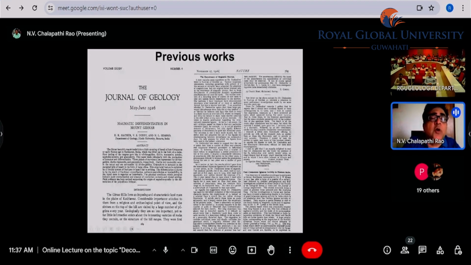So if you want to read information on the alkaline rocks associated with the Deccan traps, one of the foremost works was published in 1926 by a professor who was the founder of Banaras University Geology Department, K.K. Mathur. This paper was published in Journal of Geology in 1926, almost 100 years ago, on differentiation in Mount Girnar, where he talked about the occurrence of these alkaline rocks in the Mount Girnar.